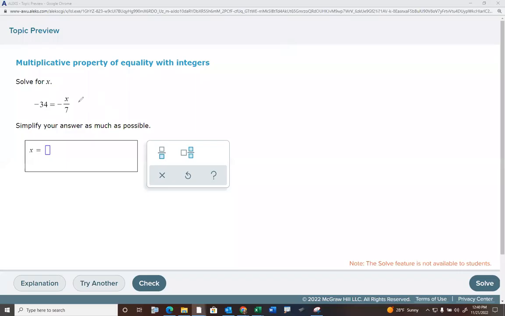Okay, so on this one, we've got this fraction here with a negative sign. You know what? It doesn't matter if the negative sign is out in front, or if it's on top, or if it's on the bottom. It doesn't matter. So I'm going to treat this negative sign like it's on the bottom. And I'm going to say, what's being done to the variable? Well, we're dividing it by negative 7. Oh, well, what's the opposite of dividing by negative 7?